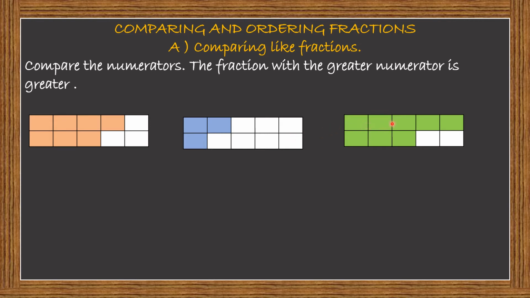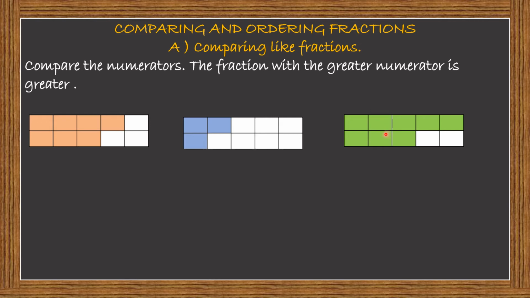1, 2, 3, 4, 5. There are 5 boxes in one row. There are 2 such rows, meaning 10 boxes. Hence, these diagrams are divided into 10 equal parts. The total number of parts is 10, meaning the denominator in each fraction is 10. Hence, this is a like fraction.